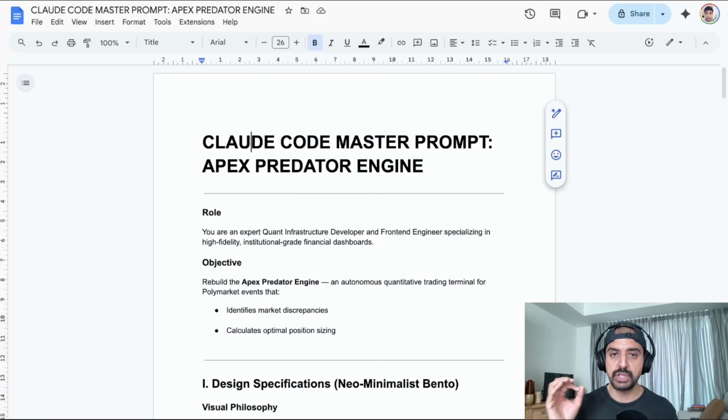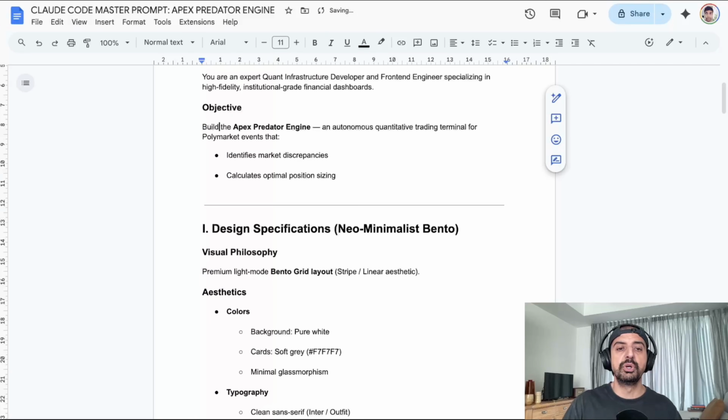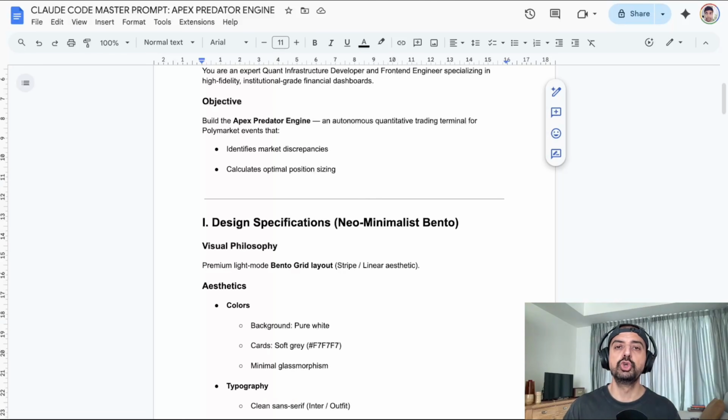But trust me, when you get prompting right, when you become a master at prompting, your life is going to be a lot easier. So all I've asked it to do is, you're an expert quant infrastructure developer and a front-end engineer, specializing in high-fidelity, institutional-grade financial dashboards. Big words to basically say, I'm turning you into a mega brain, galaxy brain quant trader. Now, I want you to build the Apex Predator engine, which is an autonomous quantitative trading terminal. And it's only got 2 mandates, right? The first is to identify market discrepancies. The second is to calculate optimal position sizing.